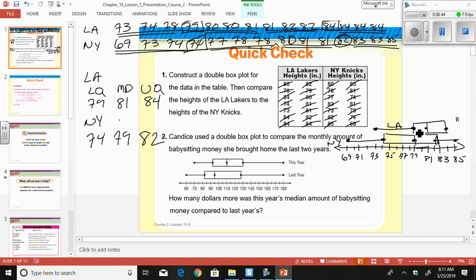Okay, so number 2. Candace used a double dot plot to compare the monthly amount of babysitting money she brought home the last 2 years. So we have the top one is this year, the bottom one is last year.